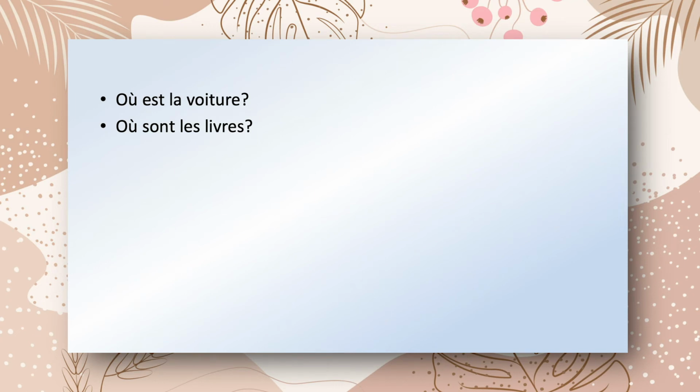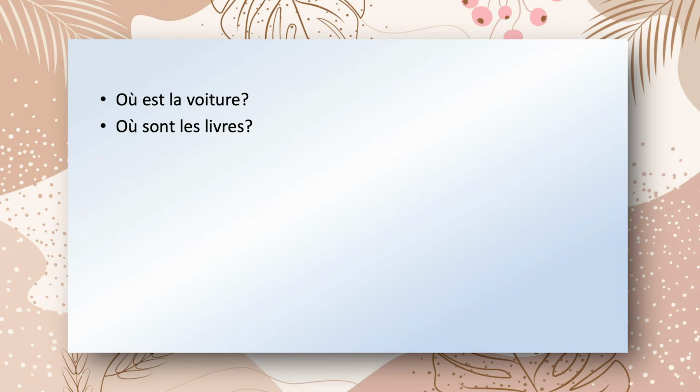Next, où est la voiture? Où sont les livres? In the previous lessons, we have done prepositions. With the prepositions, we have learned how to locate things, how to say where is what. So, je vais à la gare, je vais en voiture. Où est la voiture? La voiture est dans le garage. So, I am going to the station, I will go to the station by car, and where is the car? The car is in the garage.